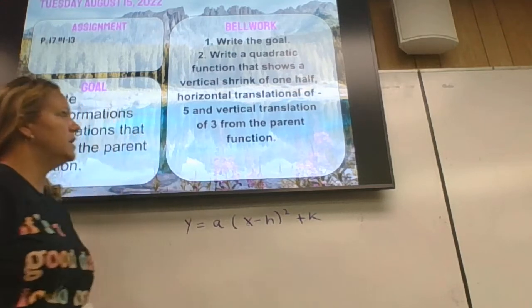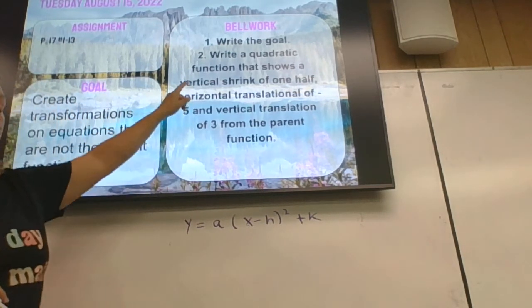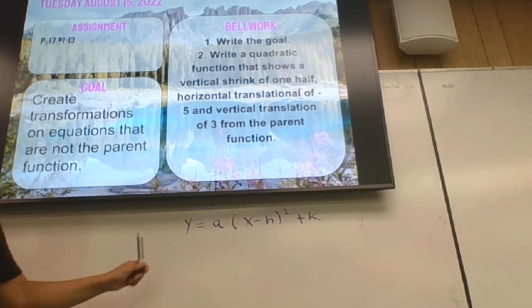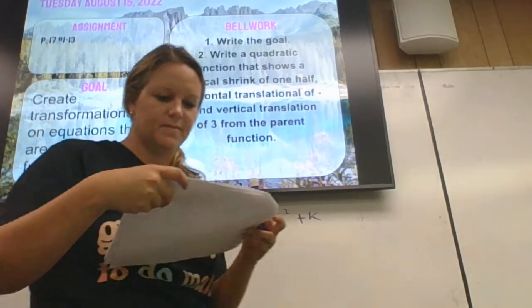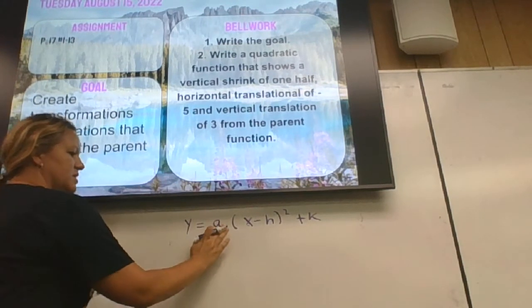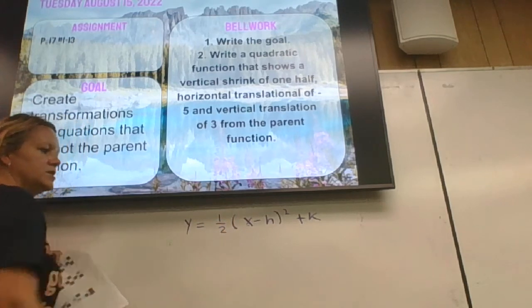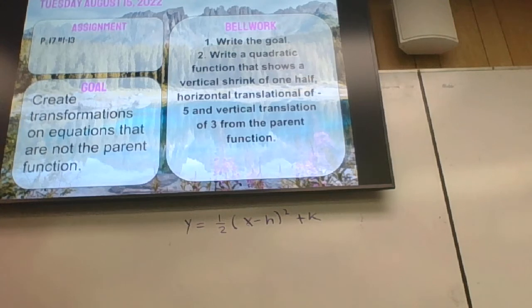Okay. And I want a quadratic function that shows a vertical shrink of 1/2. So where should I put 1/2 into this equation to make a shrink? The A, the H, or the K? Yes, in the A. Good job. So I'm going to take the A out, and I'll put 1/2 in, because that's where a shrink belongs. This is going to multiply everything by 1/2, making it half as tall.